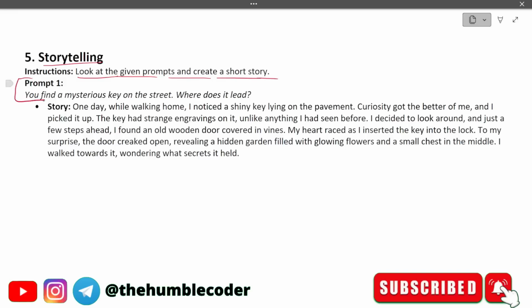See, so your question will be only this much, okay? This much part which I have put in the box. So you will have a prompt that is, you find a mysterious key on the street. Where does it lead? Okay, now this is your prompt.